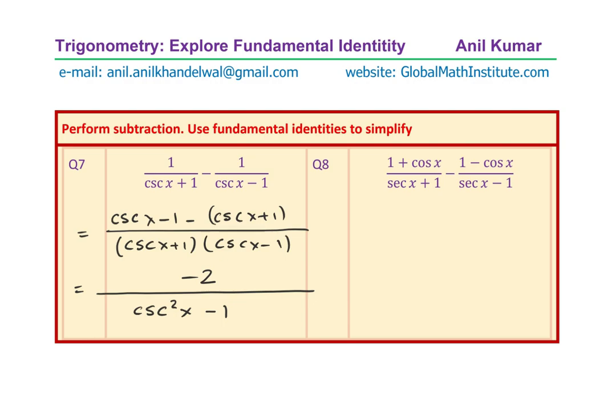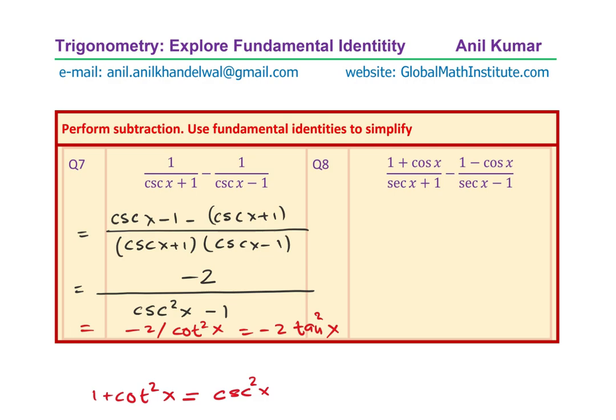So we know the identity. Let me write it down at the bottom, which is 1 plus cot square x equals cosecant square x. So cosecant square x minus 1 is cot square x, right? So I could write this as minus 2 over cot square x, which is minus 2 tan square x. You get the idea.